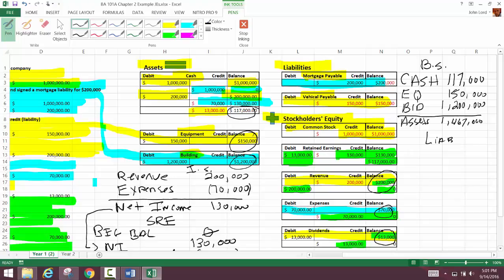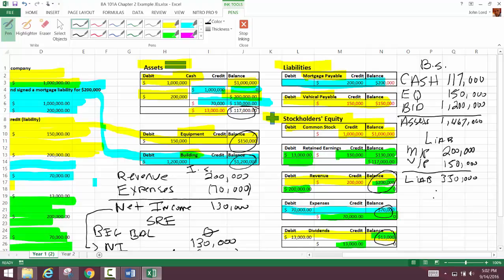Comparing my balance sheet. So my mortgage payable, I'm just going to put MP here. Mortgage payable is what? 200,000? Okay, good. How about my vehicle payable? I'm just going to put that as VP. Vehicle payable is 150,000. Okay, good. Any more liabilities? That's it. So my total liability is 350,000.